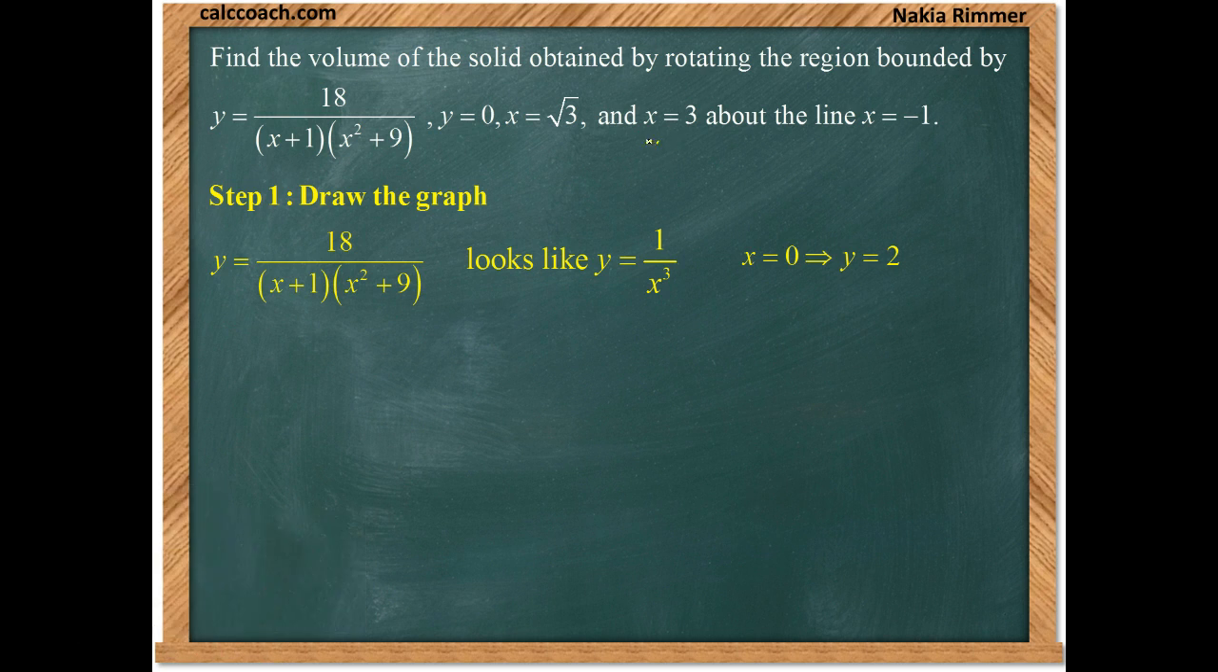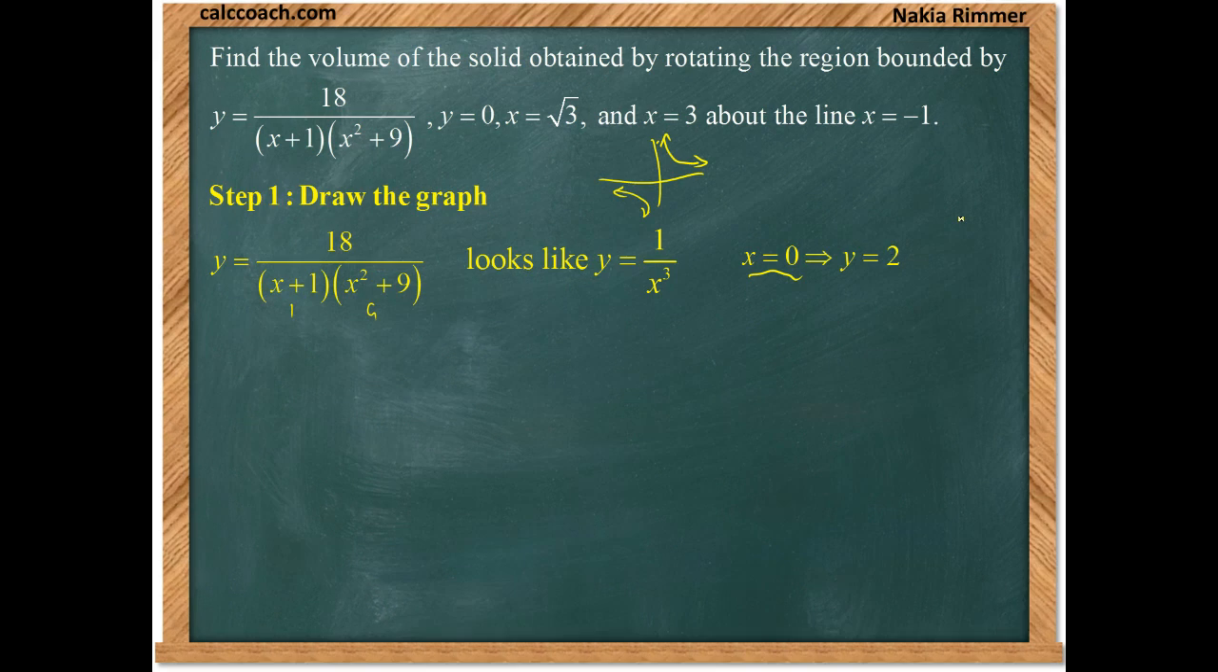1 over x cubed kind of looks like 1 over x, where we have the following situation. We have the y-axis, the x-axis. It looks like that. 1 over x cubed does. It also does this, though. Now, when x is 0 for us, we'd have a 1 and a 9. 18 divided by 9, we get that y is 2.